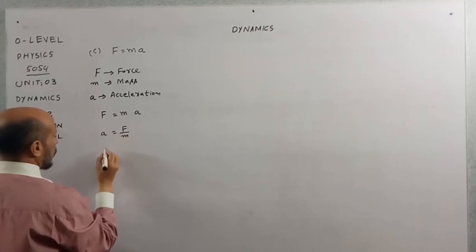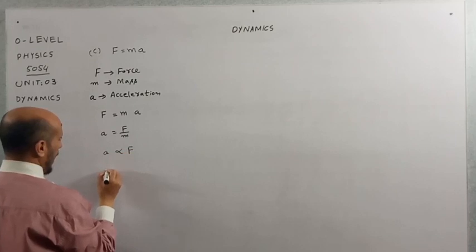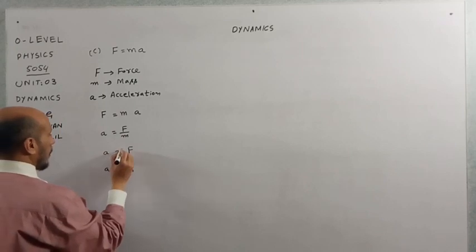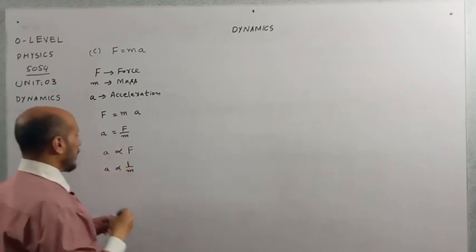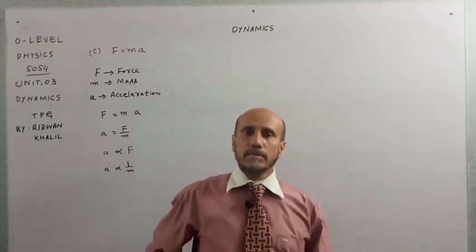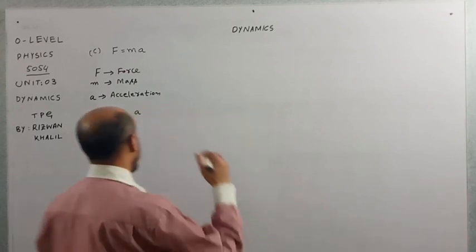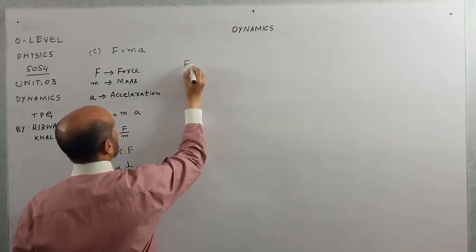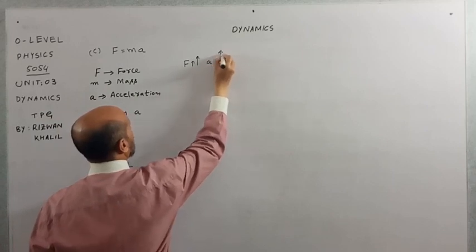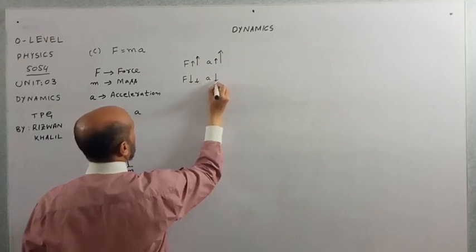This gives us two sorts of relations. Acceleration is proportional to force, and acceleration is inversely proportional to mass. So what does it mean? The larger the force, the larger the acceleration; the smaller the force, the smaller the acceleration. So when force increases, acceleration in the body also increases. When force decreases, acceleration in the body also decreases.